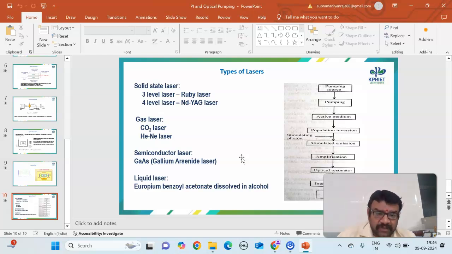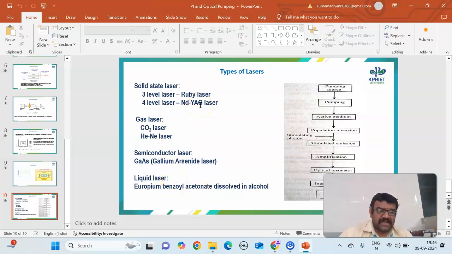As far as the types of lasers are concerned, there are various types of laser. The first one is a solid state laser, which consists of 3 energy level laser, which can be called as a ruby laser, and the 4 energy level laser is also available, which is none other than Nd:YAG laser. As far as gas laser is concerned, there are two types. One is carbon dioxide laser, and the other one is helium neon laser. Gallium arsenide is the very famous semiconductor laser that is available in case of semiconductor. And europium benzoyl acetonate dissolved in alcohol is an example of liquid laser.